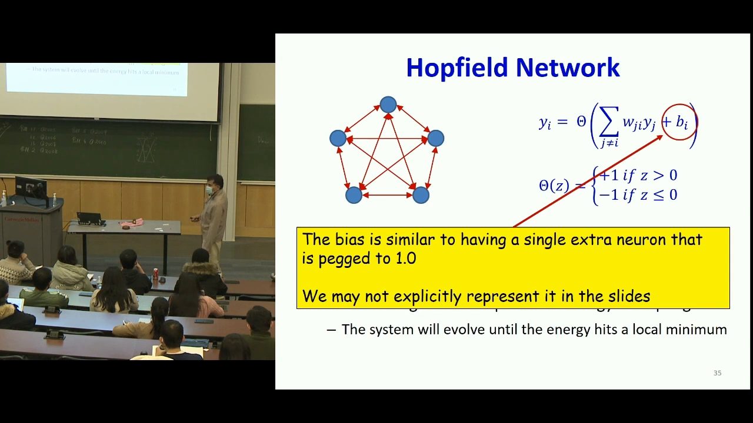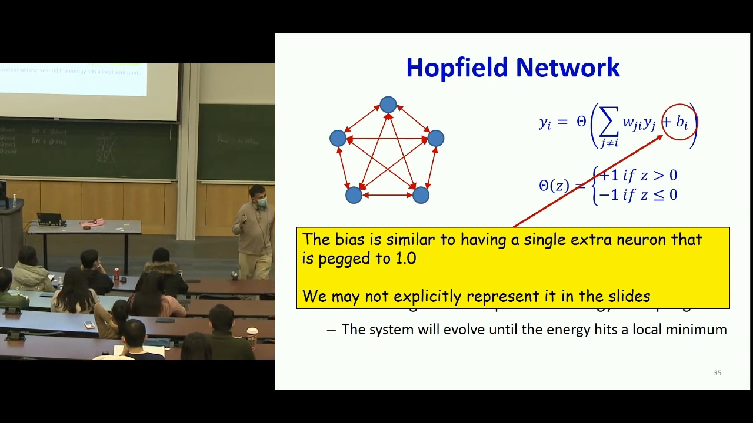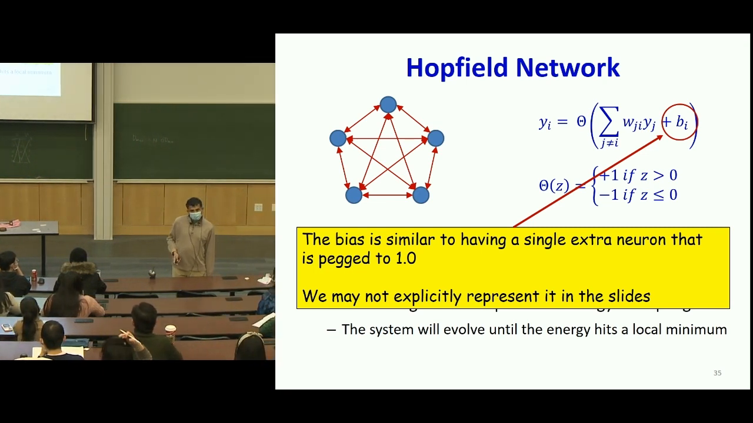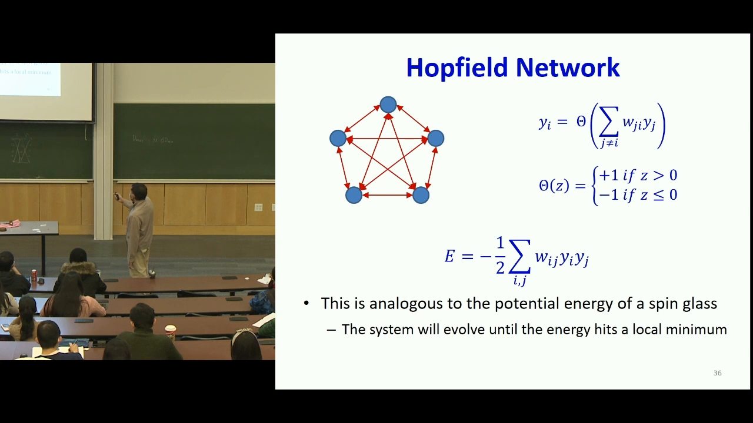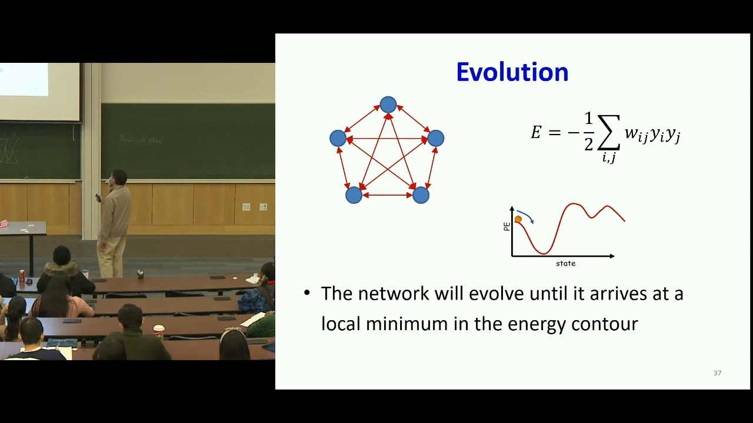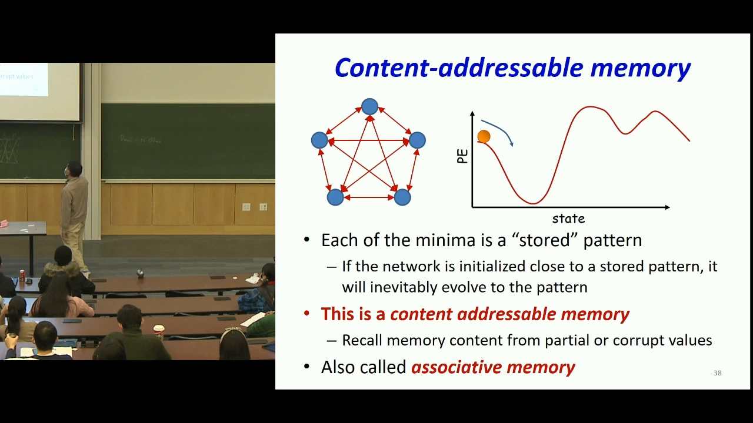By the way, I keep writing the bias term, but having a bias term is the same as having one neuron whose value is pegged to one. This is something we've been using since the second class, remember? So often in my equations, I won't have an explicit bias term. I'm just going to look at it as a weighted sum of bits, okay? So dropping the bias term, I can define my energy like so. And once I initialize the system, the energy is going to keep decreasing until it arrives at a local minimum in the energy. So the network will evolve until it arrives at a local minimum in the energy contour.